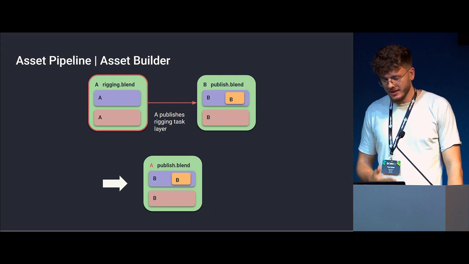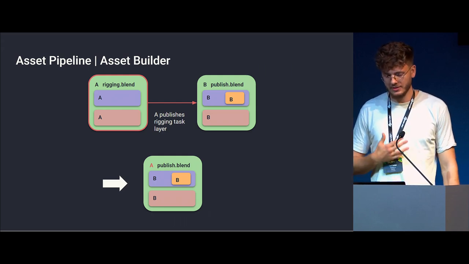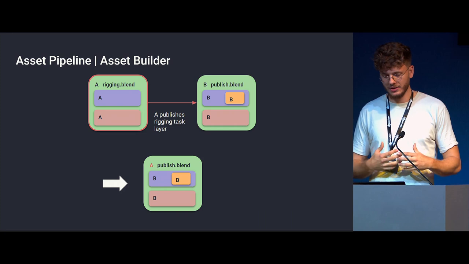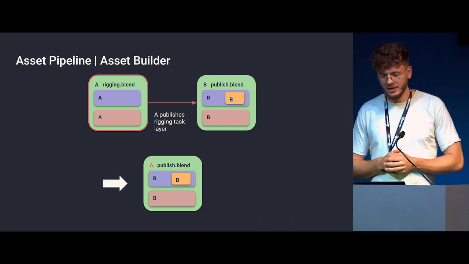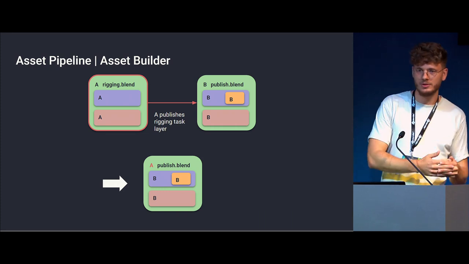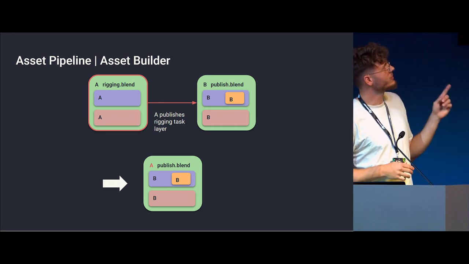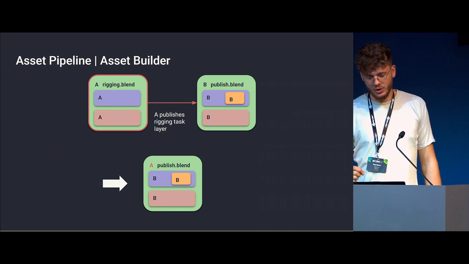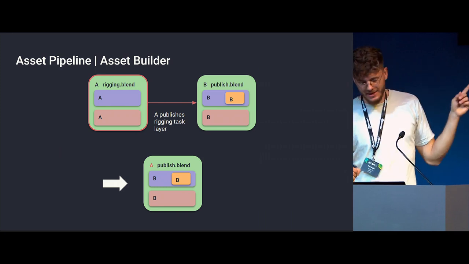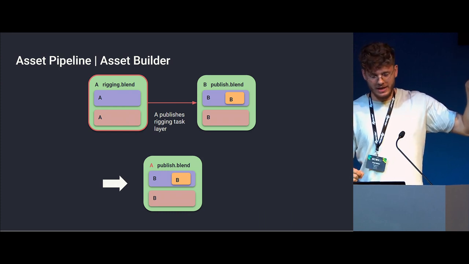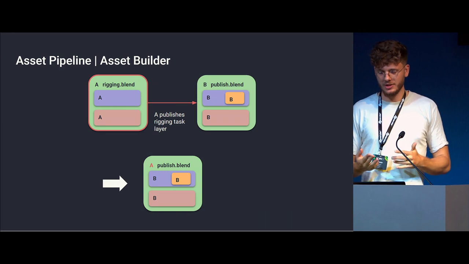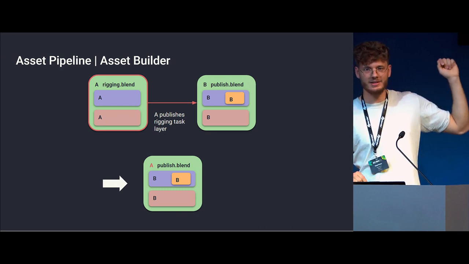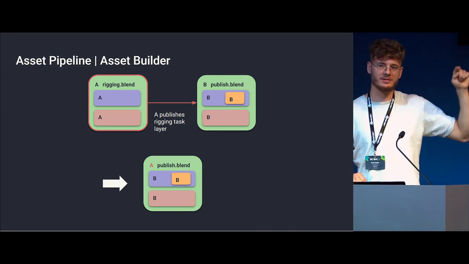And the last part of the asset pipeline will be about the asset builder, which is the component that contains all the logic of how to merge these task layers together. The asset builder gets as input a list of task layers that should be pulled or published. In this case, we want to publish the rigging task layer. So the goal is to create an asset that's composed of the rigging task layer from A, but every other task layer from B. And if you remember earlier, task layers are dependent on each other. So just switching out the rigging task layer of B with A doesn't work. We have to reapply all other task layers in a following step.